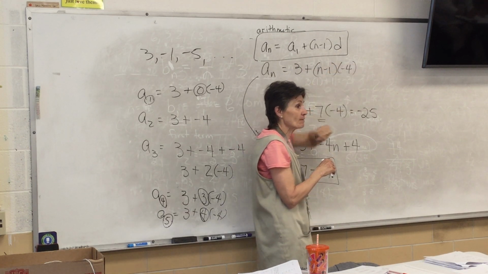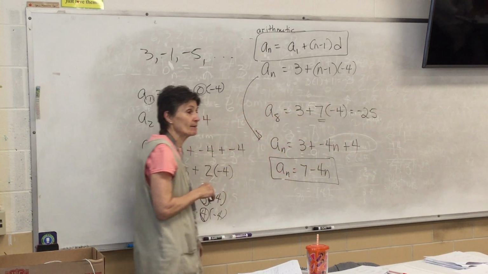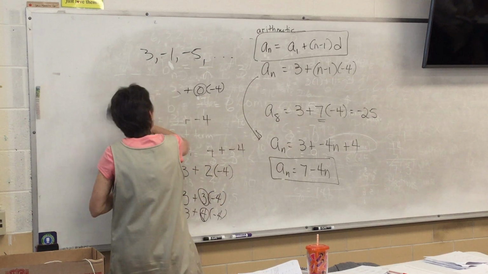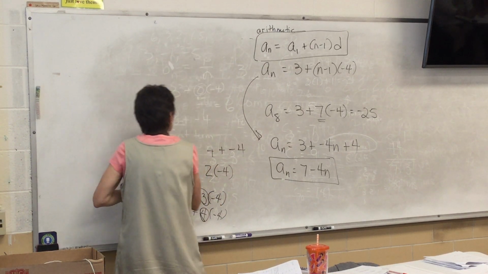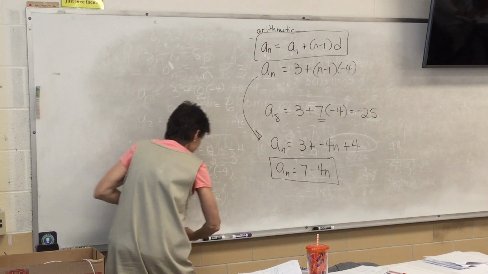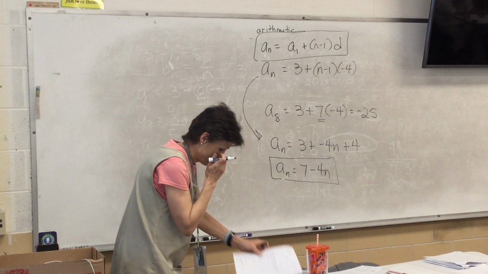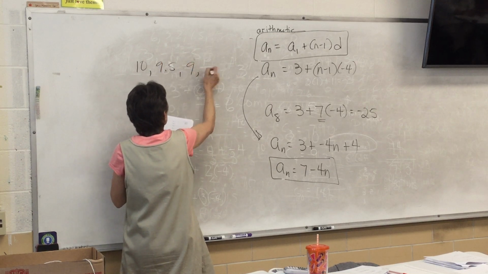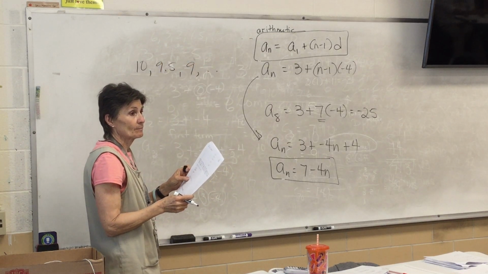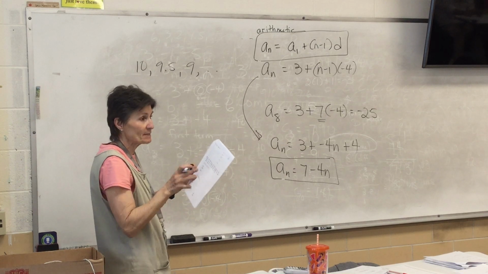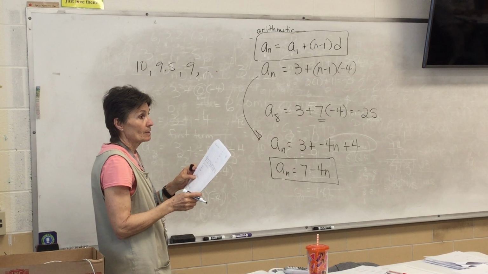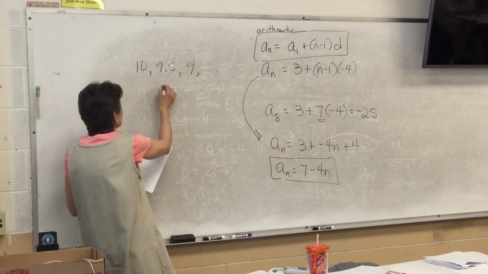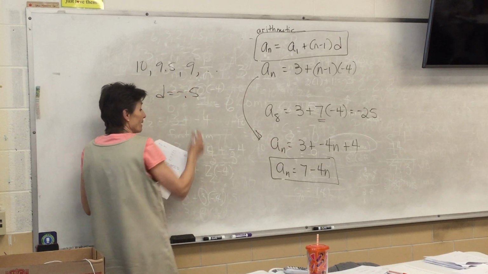And d is the common difference. That's the number that you add to get from term to term. So when I look at the next problem, it says 10, 9.5, 9, and so on. Is this arithmetic? Yes. What's the common difference? Negative 0.5. Aren't we going down? So my common difference is negative 0.5.